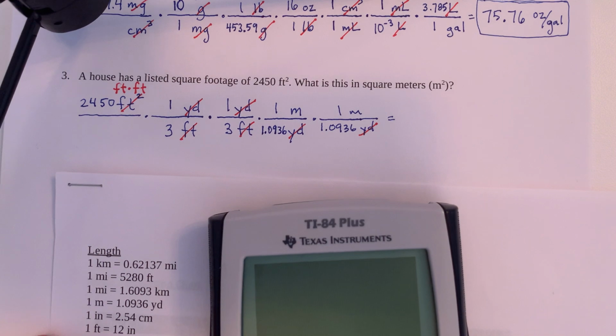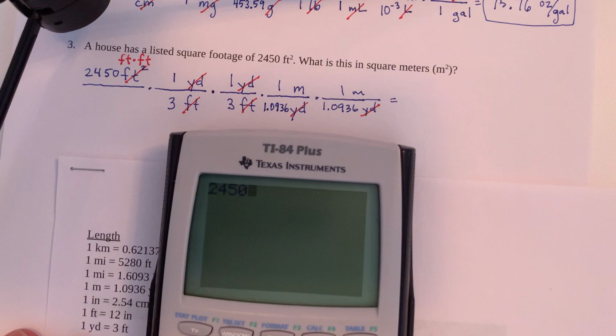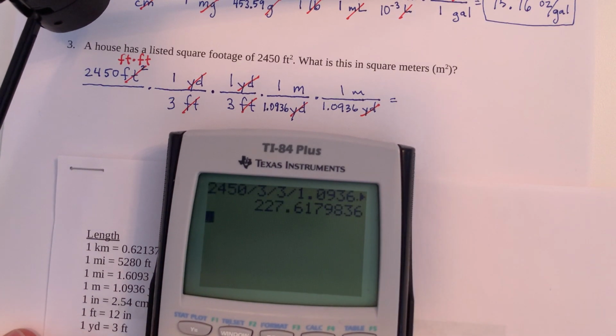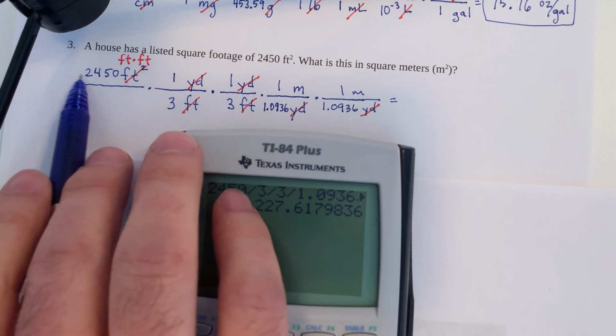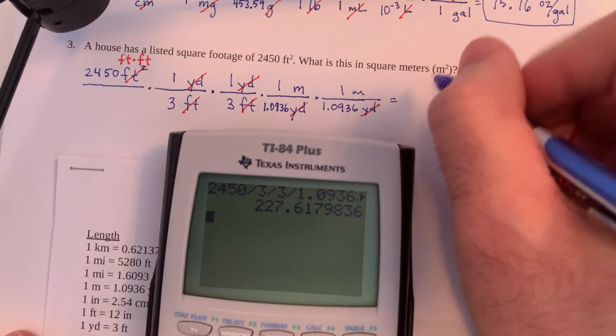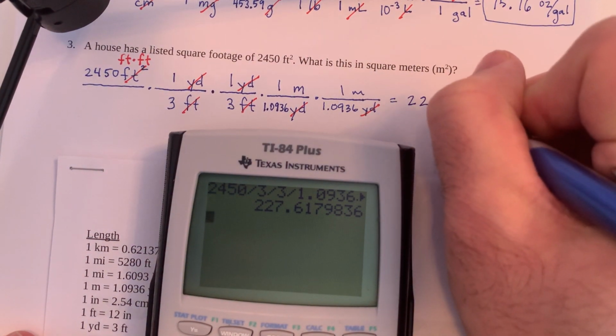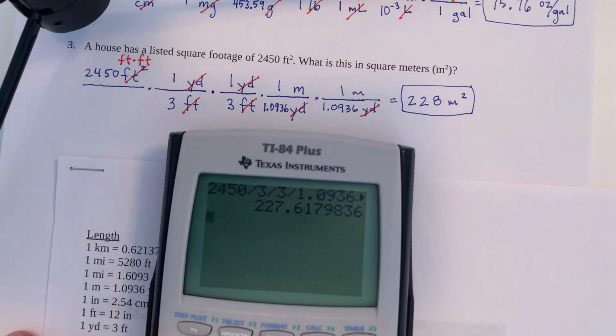So we do 2,450 divided by 3 divided by 3 divided by 1.0936 divided by 1.0936. Enter. Significant figures here: no decimal, so we count from the right. We don't start with the 0, we start with the 5. There's 3, so we need 3. It's the 2, 2, and the 7. The 6 does round the 7 up. So we get 228 square meters. That's our answer.